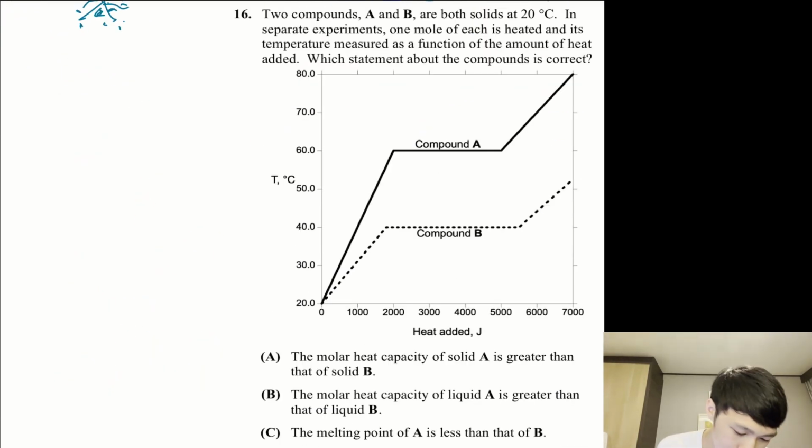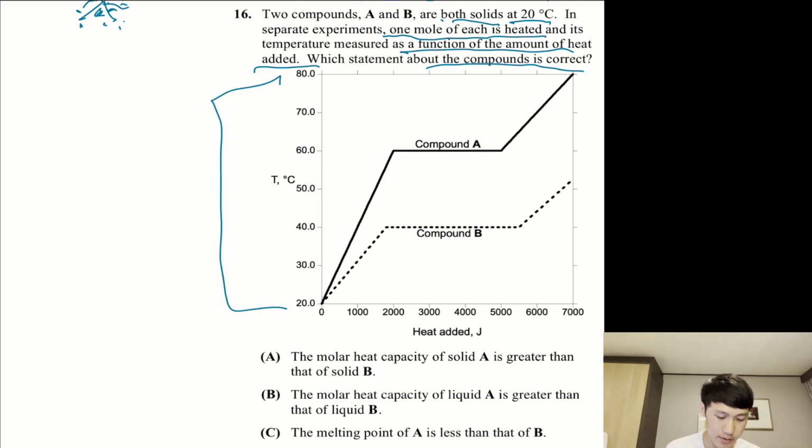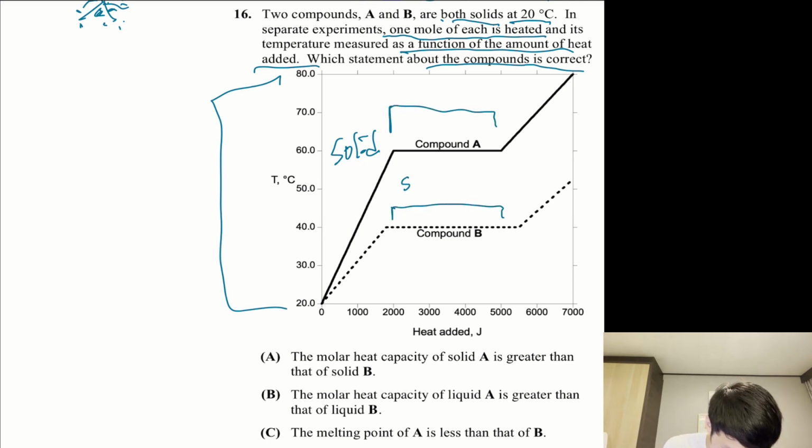Problem 16. Two compounds, A and B, are both solids at 20 degrees Celsius. In separate experiments, 1 mole of each is heated and its temperature measured as a function of the amount of heat added. Which statement about the compounds is correct? So first, let's understand what's going on in this graph right here. So everything starts at the same temperature, and as the temperature is rising when we're adding heat, both compounds are initially solid in this region. Now here, in this flat line region, we have the solid-liquid phase change or transition. This transition.